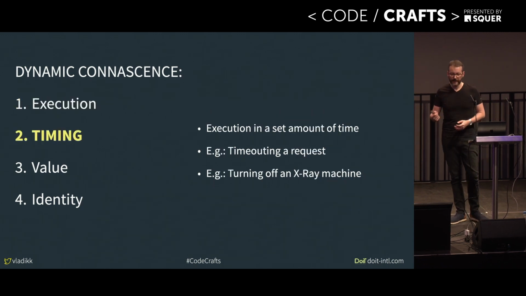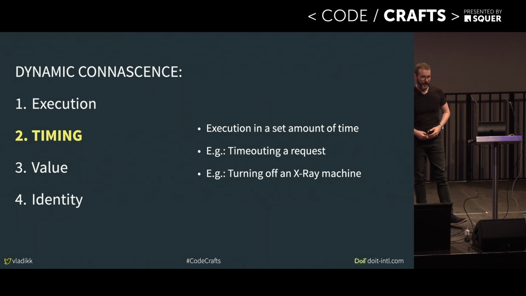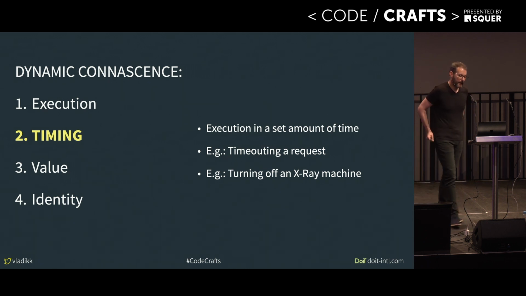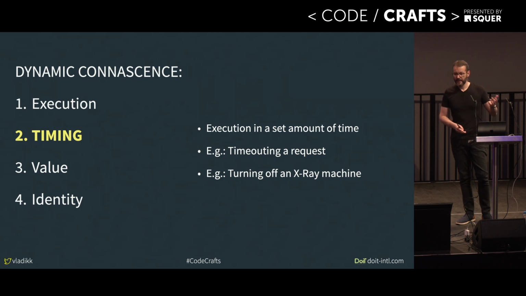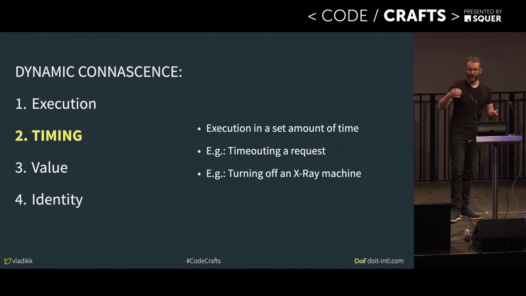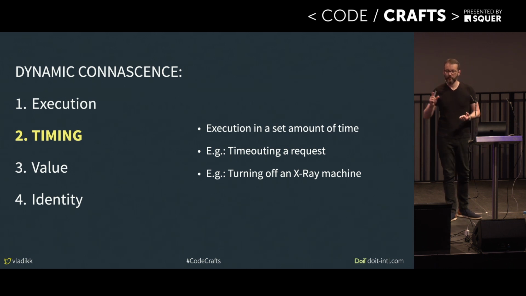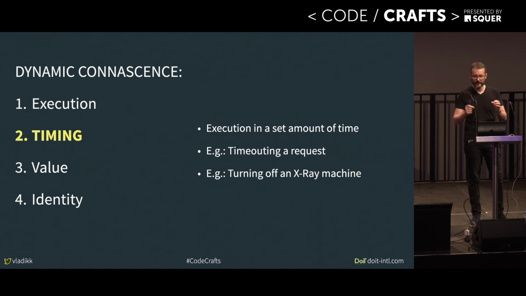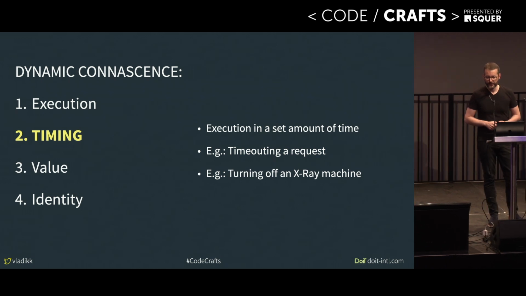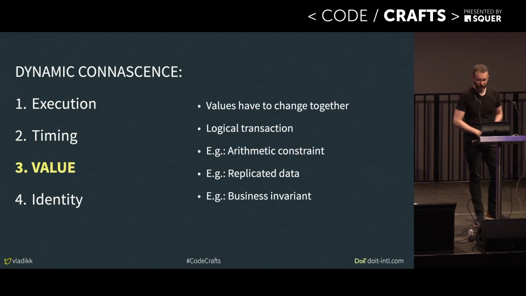A closely related level is connaissance of timing. And here we have a time-based dependency between multiple behaviors. Going back to the example of the database, let's say we open a connection and nothing happens for 30 seconds, we have to time it out. So we had that time-based dependency, the time that has to pass between opening a connection and timing it out. So that's the idea of connaissance of timing. We have a time-based dependency between multiple behaviors of a system.